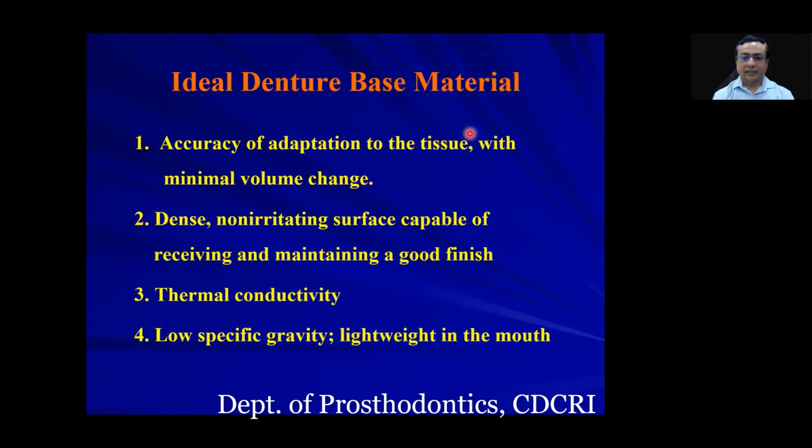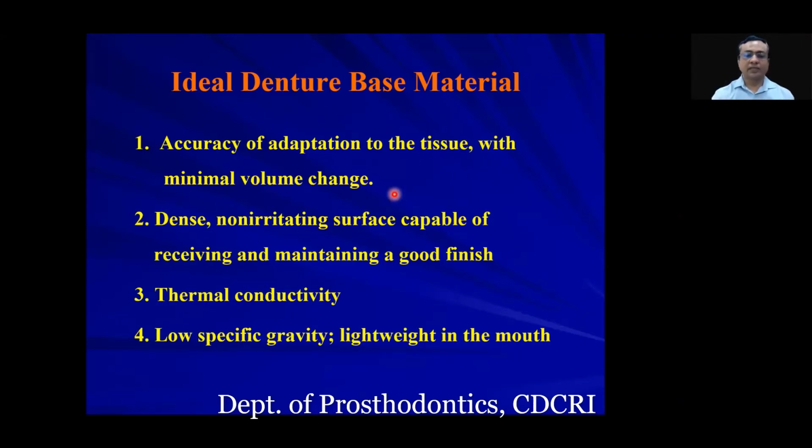Second, the denture base material should be dense. What will happen if it is porous? If it is porous, it will absorb the oral fluids. There are more chances of calculus. So therefore, the denture base ideally should be very dense. Density also helps in retaining the finish. The denser the material, the more finish it will be able to retain for a longer duration of time. And this finish is important for keeping the denture base material clean.